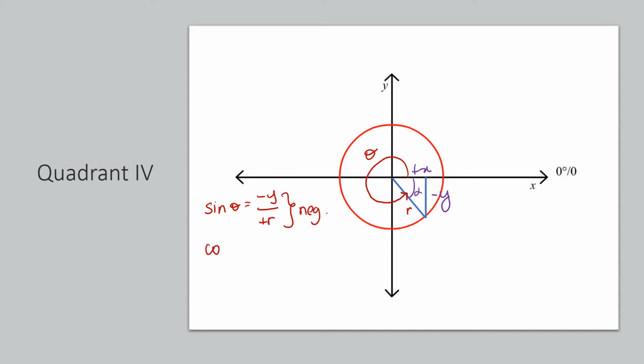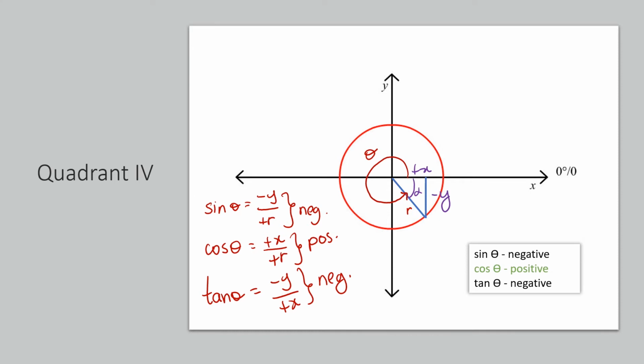Our cosine of theta will be equal to positive x over positive r. So this makes cosine positive. And last, we have the tangent of theta, which will be negative y over positive x. Negative divided by a positive is negative. So this means for the last quadrant, only the cosine is positive. The sine and tan of the angle that falls in the fourth quadrant is negative.